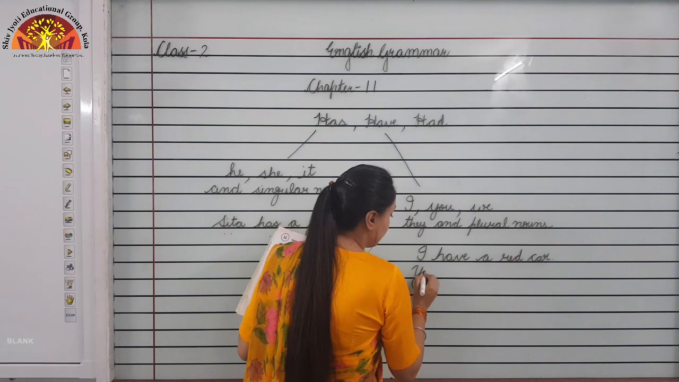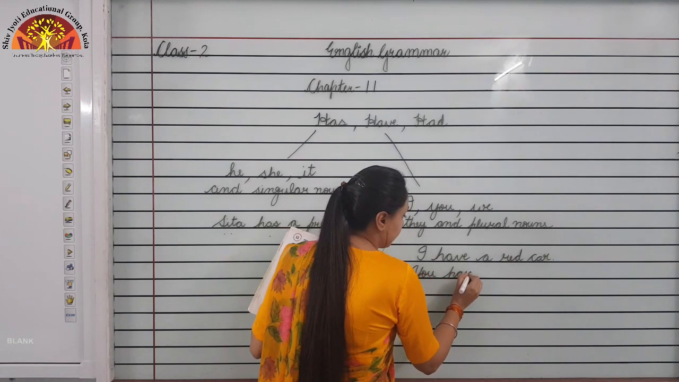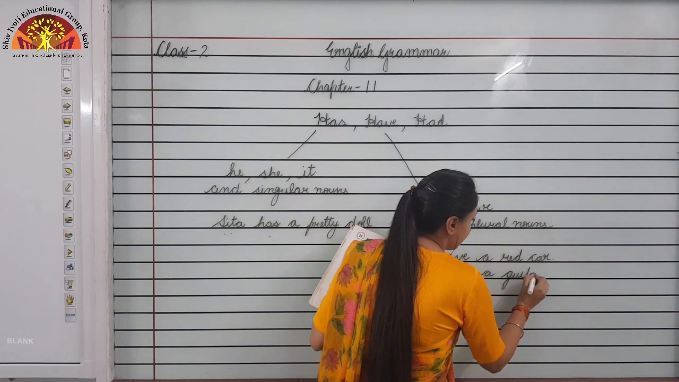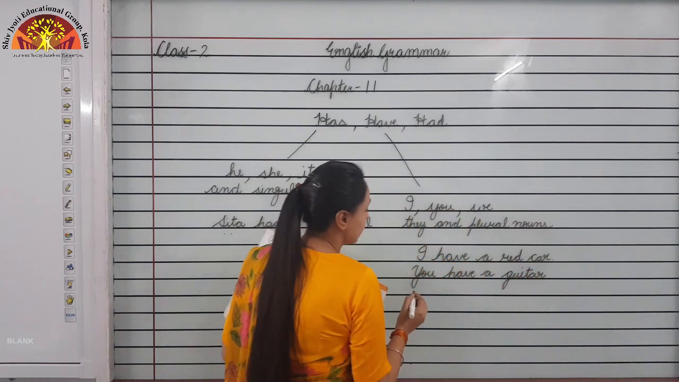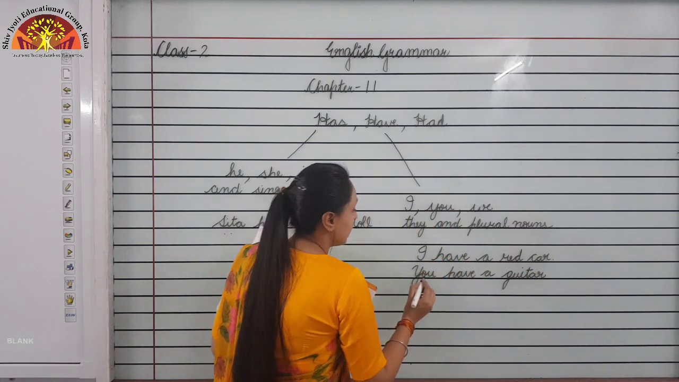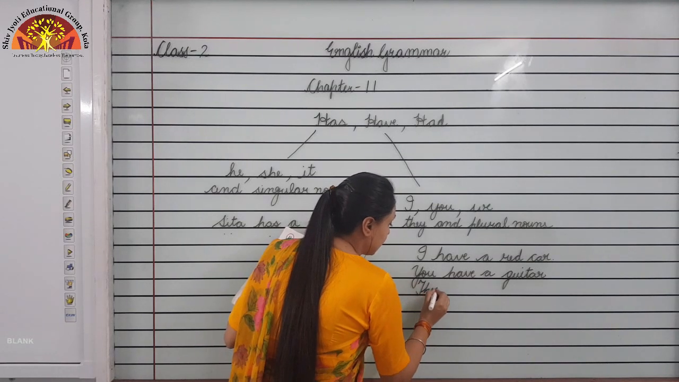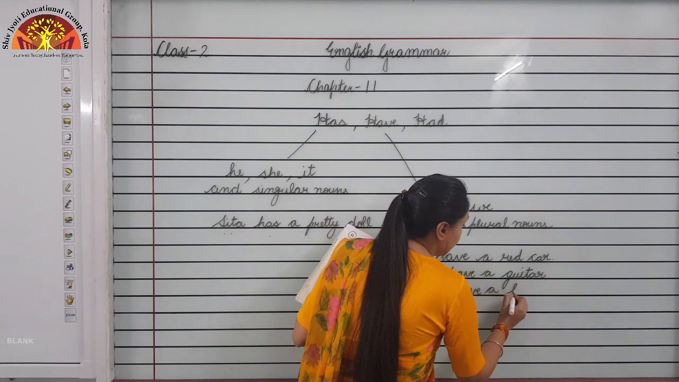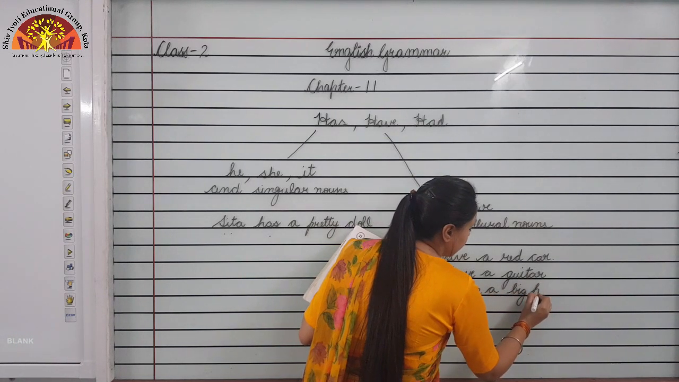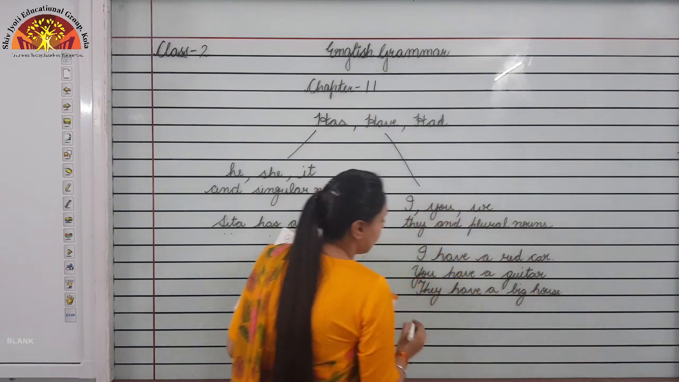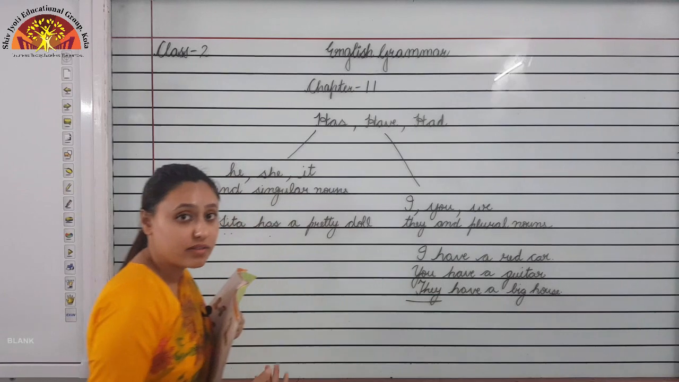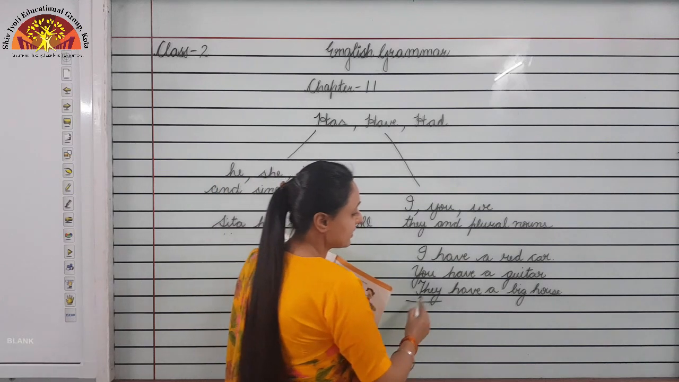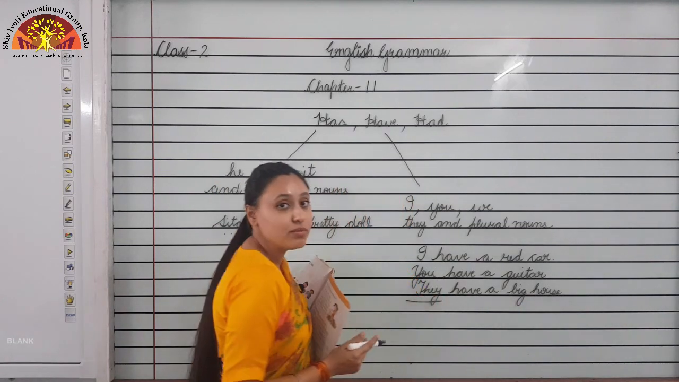Now, you have a guitar. This guitar belongs to you. This sentence tells that the guitar belongs to you. Now let us see they. They have a big house. So it tells that they, which is used for plural nouns, is used for more than one person. This pronoun is used for more than one person. It tells that the big house belongs to them, okay.